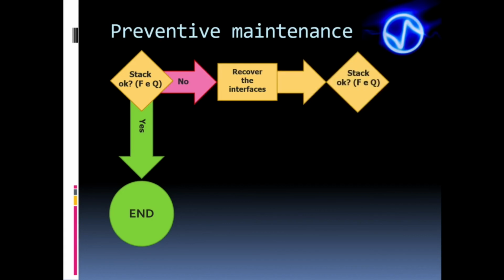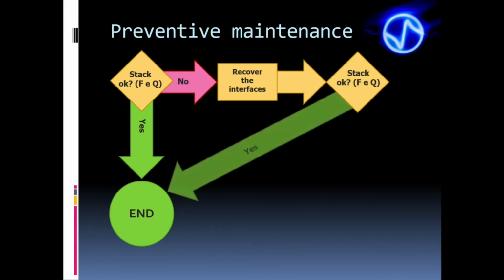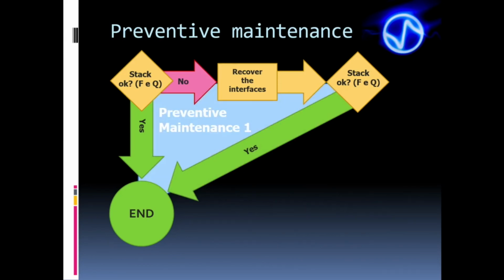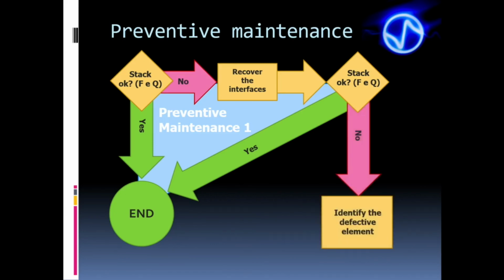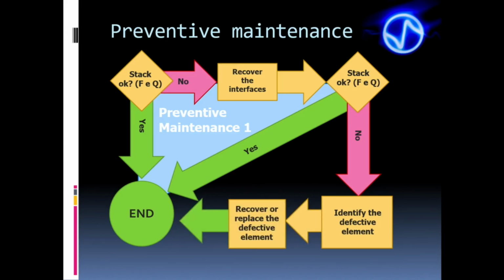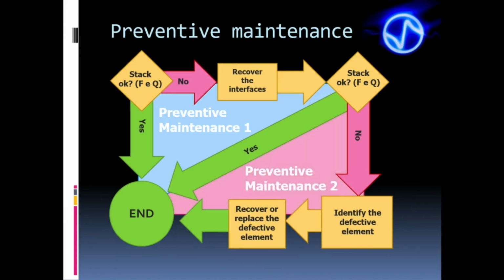Was that enough to restore the stack? If yes, it should be working properly within the tolerance. This cycle is preventive maintenance 1, shown in the last class. It must be performed with care and the procedures described there. However, if preventive maintenance 1 was not enough, we need to identify the defective element and restore or replace it according to what we saw in this class. This is preventive maintenance 2, the last procedure of this course. At the end of this whole process, the stack should be working again.